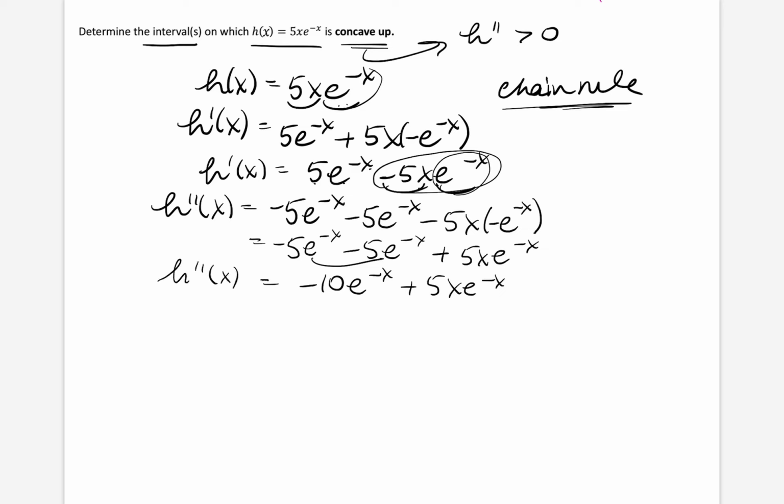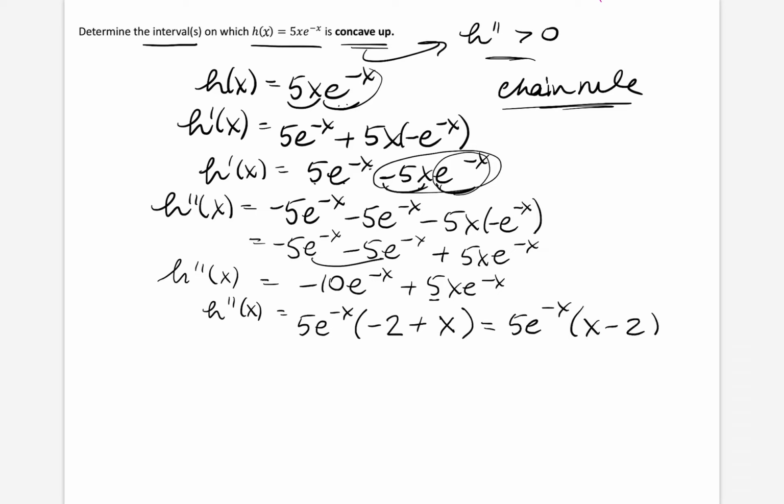Now we want to see where that is going to be positive. So first, let's figure out where that equals 0. And to do that, it's helpful to factor this. So what can we factor out of this? Well, we can factor out a 5 and an e to the negative x. So let's factor out 5e to the negative x. That's going to give us negative 2 plus x. So we could also rewrite that as 5e to the negative x times x minus 2. So that's the second derivative of x.